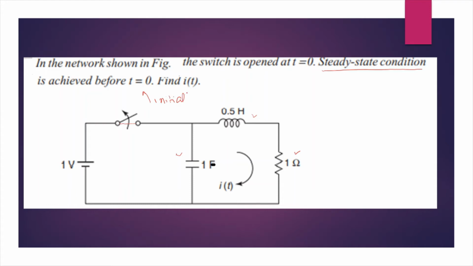Our question consists of two parts. First, for t less than 0 we will have an initial condition, and for t greater than 0, using that initial condition we have to find out what is this i(t).